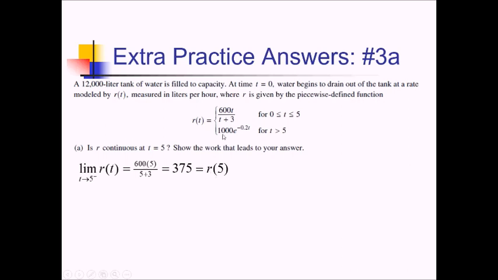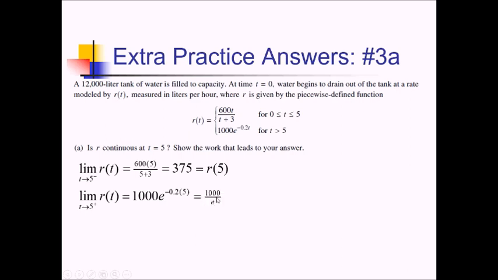Now we also have to take a look at the right side limit. So limit as t approaches 5 from the right side. We're plugging 5 into this second rule here, this greater than 5 rule. So that's 1,000 times e to the negative, let's see, 0.2 times 5. This is really negative 1/5 times 5. So this is really e to the negative 1. And all of this then is going to come out to 1,000 over e.